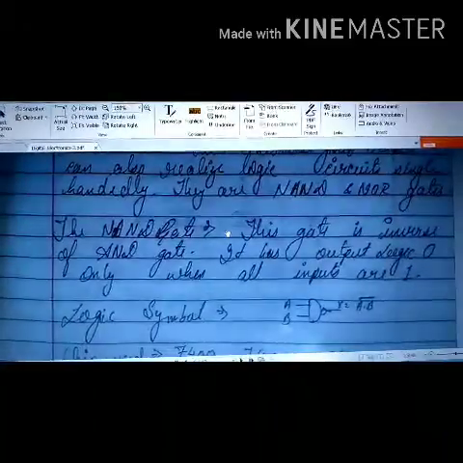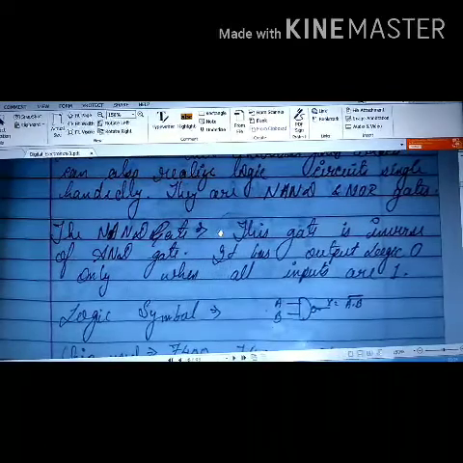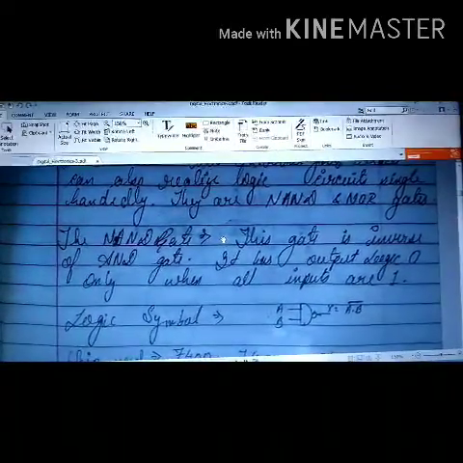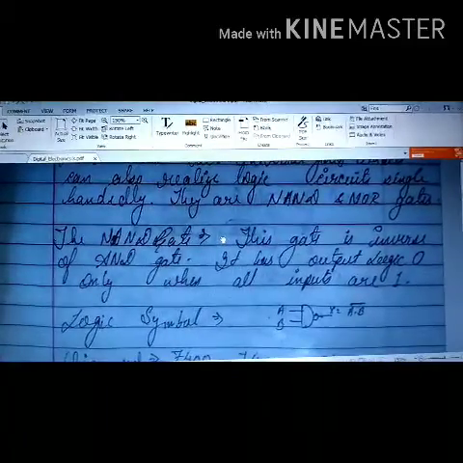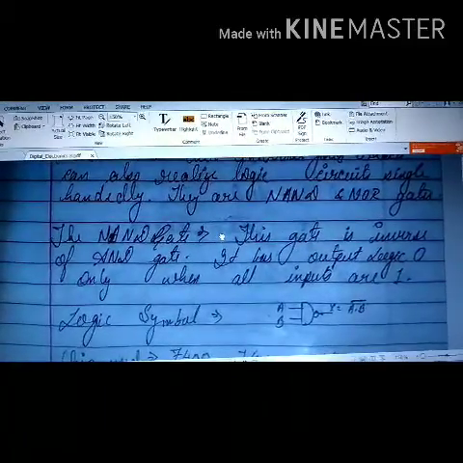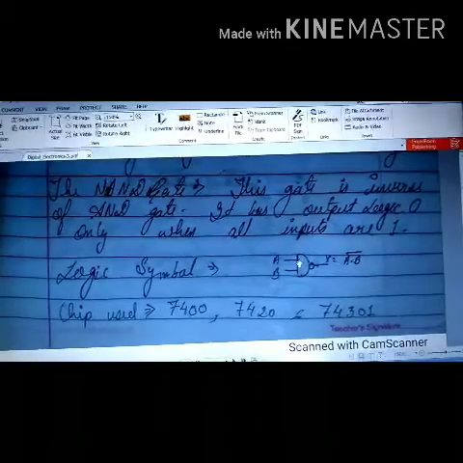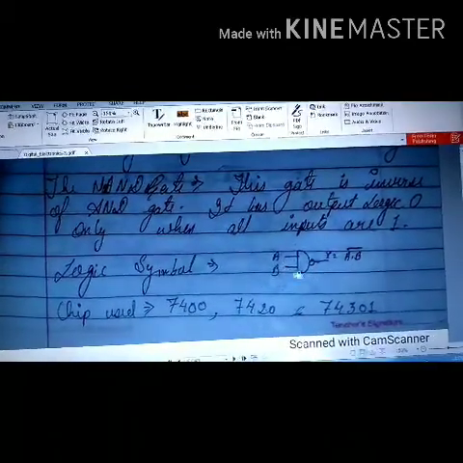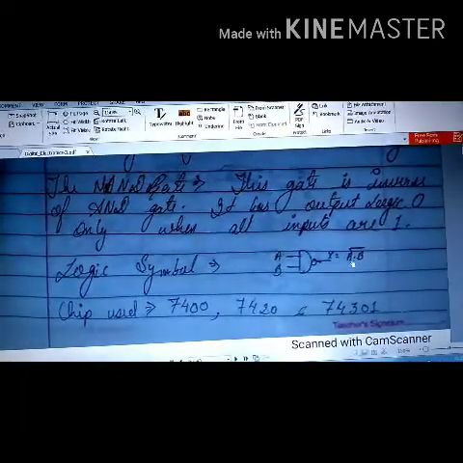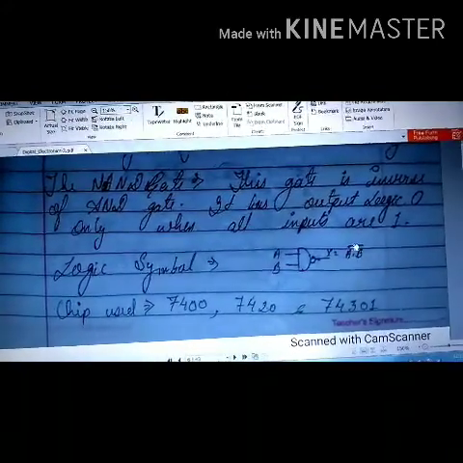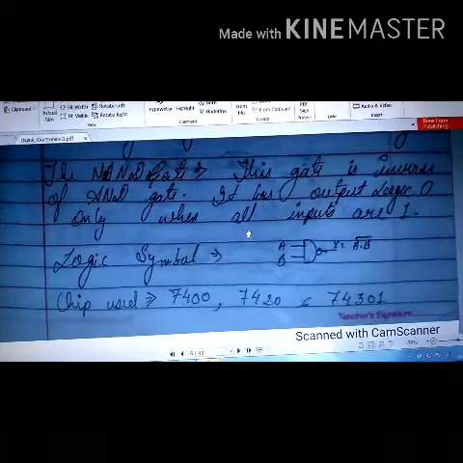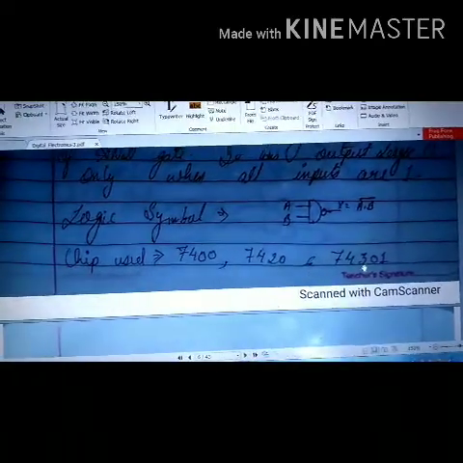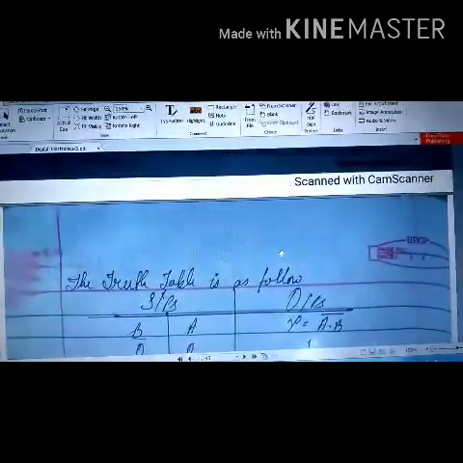Okay, NAND gate. This gate is inverse of AND gate. It has output logic 0 only when all the inputs are 1. Its logic symbol is same as AND gate but with a bubble at the end. So inputs are A and B and output will be Y, that is equal to (A dot B) bar, that is complement of A dot B. Its chip number is normally 7400. 7420 and 74310 can also be used for the same.